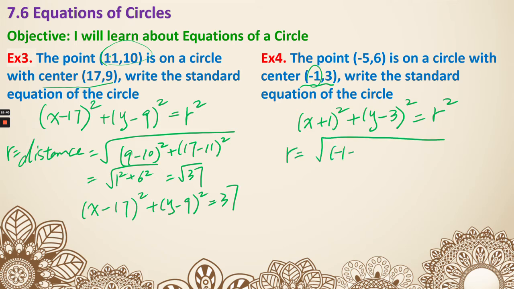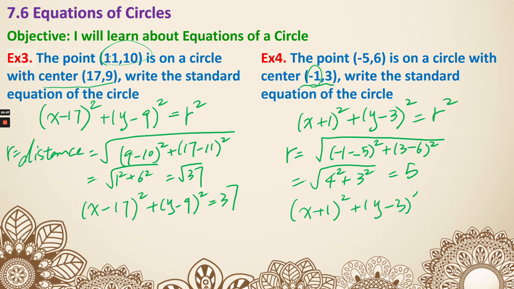So -1 minus -5 squared plus 3 minus 6 squared. -1 minus -5, that's just -1 plus 5. So that's going to give us 4 squared. 3 minus 6 squared, that's going to be 3 squared, which actually is going to be 5. Now I just replace r squared with 5 squared. So my final answer, x plus 1 squared plus y minus 3 squared, is going to equal 25.